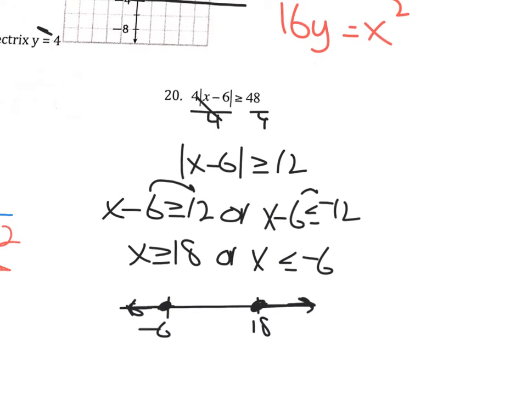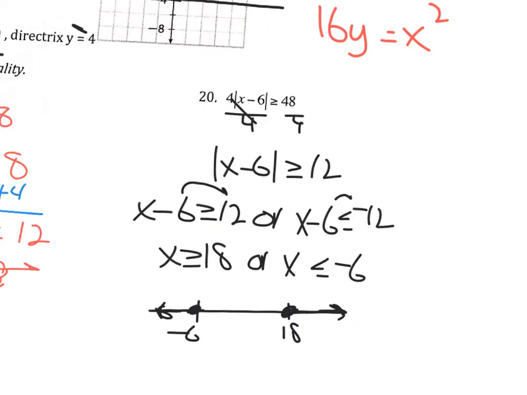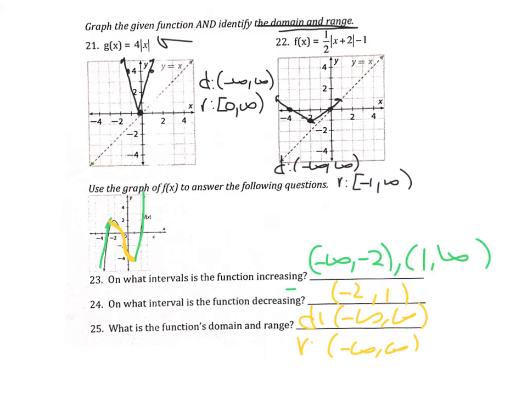Number 20, 2 bars, 2 answers again. Make sure you get 2 answers. Divide by 4 first. Get the absolute value by itself. It's greater, which means it's an or. So I'm writing x minus 6 is greater than 12, just what I saw. Or x minus 6 is less than negative 12. So just move the 6, get 18. Move the 6, get negative 6. Draw your number line. Got it.